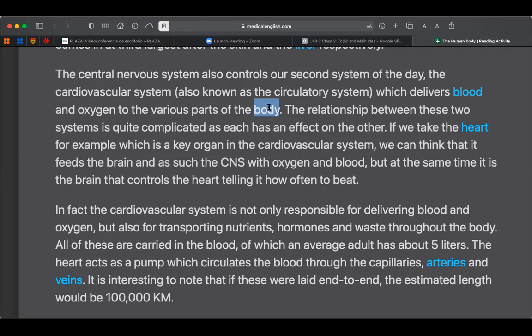The relationship between these two systems is quite complicated, as each has an effect on the other. If we take the heart, for example, which is a key organ in the cardiovascular system, we can see that it feeds the brain, and as such the CNS, with oxygen and blood. But at the same time, it is the brain that controls the heart, telling it how often to beat. Okay, very good.